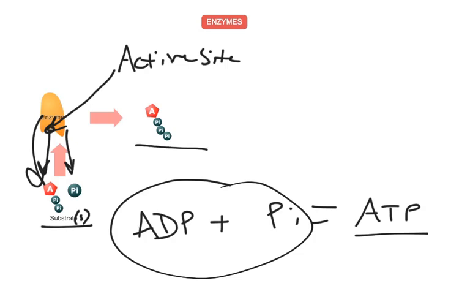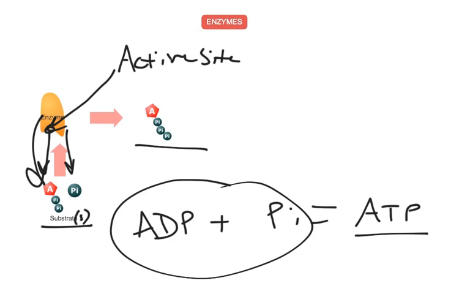Now in that process, that enzyme doesn't change, and it can go and do it again and again. The enzyme can keep going and going. That's why we call it a catalyst. It catalyzes things, but it never changes itself. Okay, it can be reused.